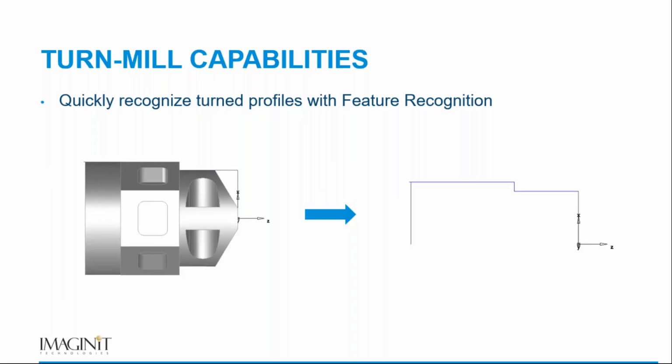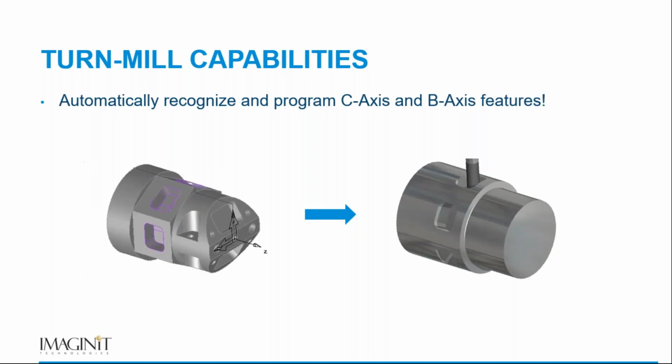So turn mill capabilities. This is what we're here to talk about today. And in my opinion, FeatureCAM is one of the best programs out there for turn mill. Not only is it a great turning program for just recognizing turning features, but if you have a machine that supports live tooling or a turn mill lathe, then FeatureCAM is the way to go.